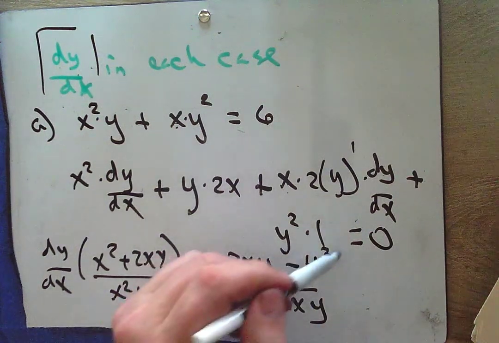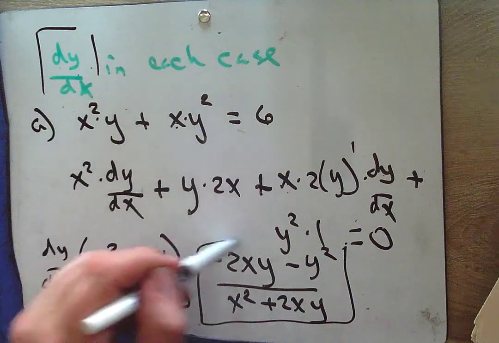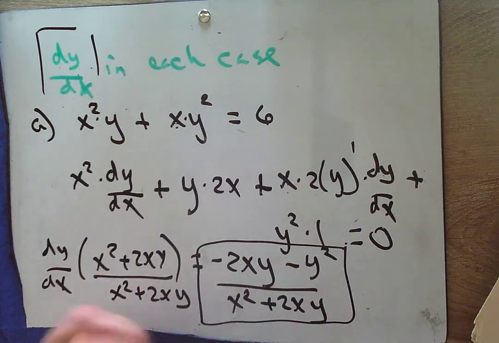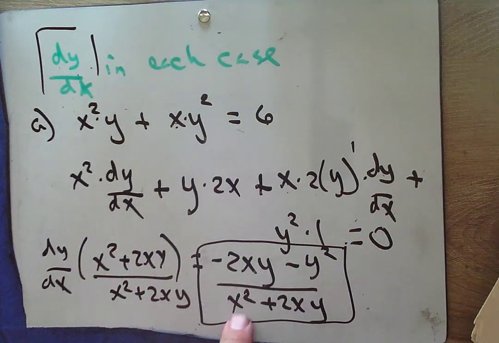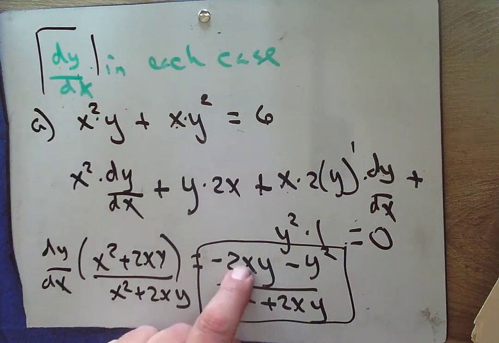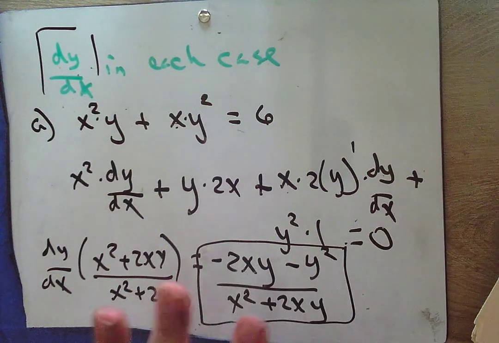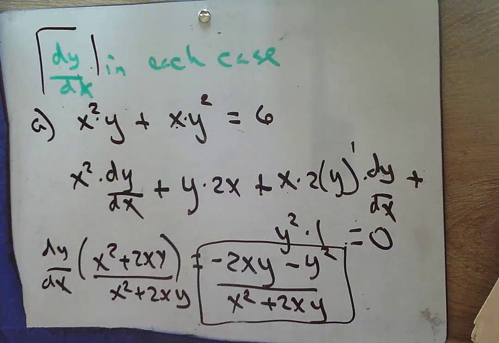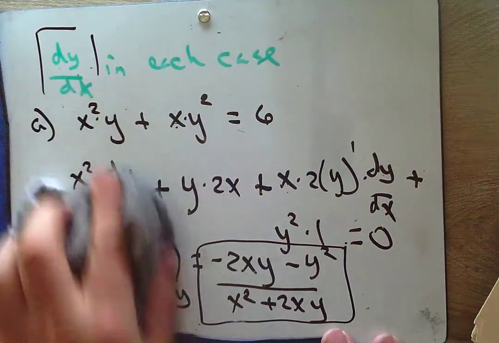And so my answer is going to be, and don't box in your answers, it's about habit, is going to be this. Ooh, I can take out a y and a y and a y, but not over here. I can take out an x and x and x, but not over here. So just leave it. Okay, that's the first question. And how about the second one?